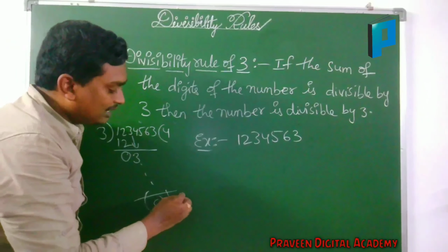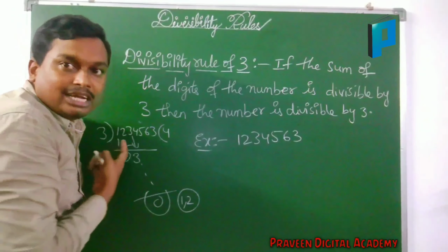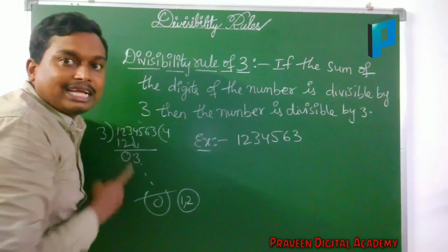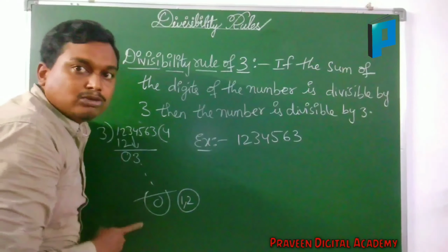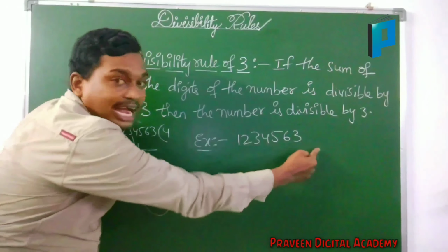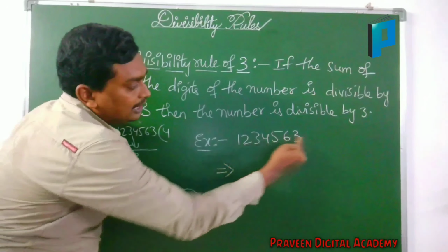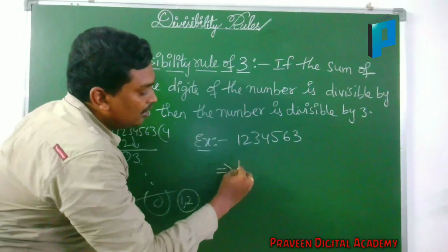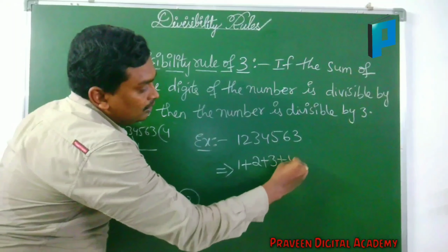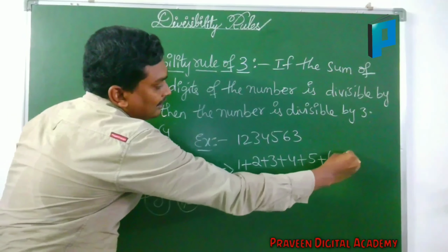If you are getting other than 0, means 1 or 2, as the remainder, then we will say not divisible by 3. All these things will take a lot of time. To reduce the time, we are having divisibility rules here. You add all these digits here. What is the sum of these digits we will get? 1 plus 2 plus 3 plus 4 plus 5 plus 6 plus 3.